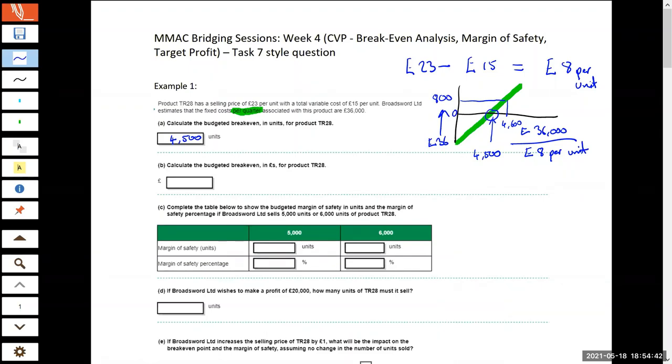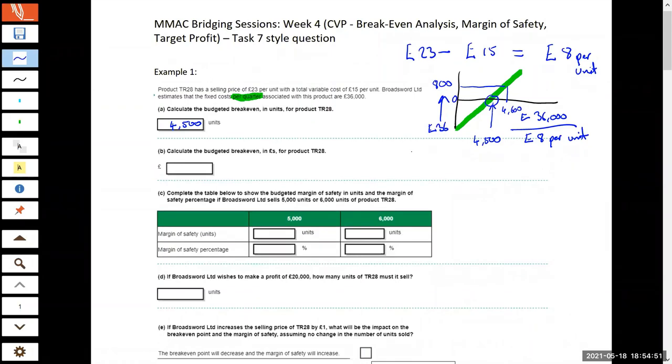So calculate the budgeted break even in pounds for product TR28. Again, it just seems to be for the quarter, so we don't need to do anything fancy with this. All we have to do is say, look, we've got 4,500 units to break even. We're selling them at £23 per unit. Oh, we've even got some people who put that in. Thanks, Sophia. Thanks, Ramesh and Elna. That's great. So yes, completely agree with you guys, that is £103,500.